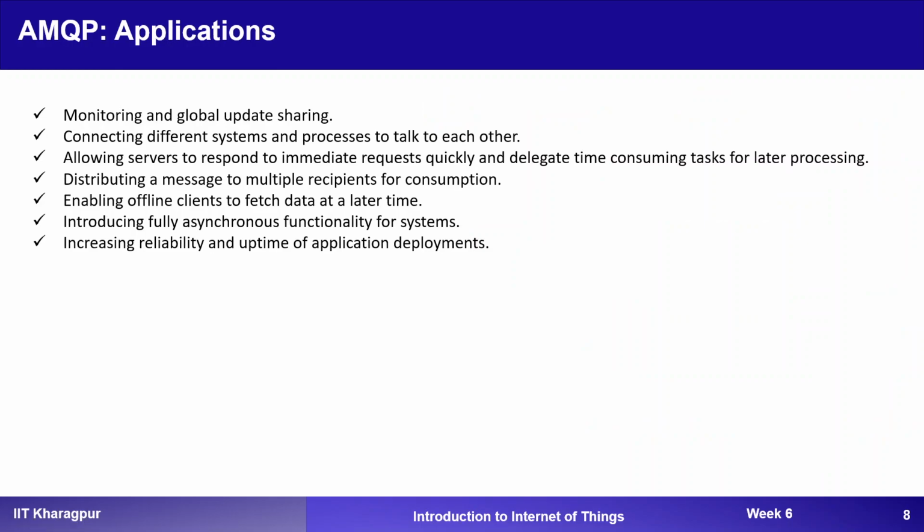Now the applications of your AMQP protocol. Your AMQP protocol is helpful in monitoring and global update sharing. It is also helpful in connecting different systems and processes to talk to each other. It allows servers to respond to immediate requests quickly and delegate time-consuming tasks for later processing. It helps in distributing a message to multiple recipients for consumption. Next one is it enables offline clients to fetch data at a later time. This is because in case of AMQP, the data is stored in queues, right? So you can fetch the data from the queues at a later time also.